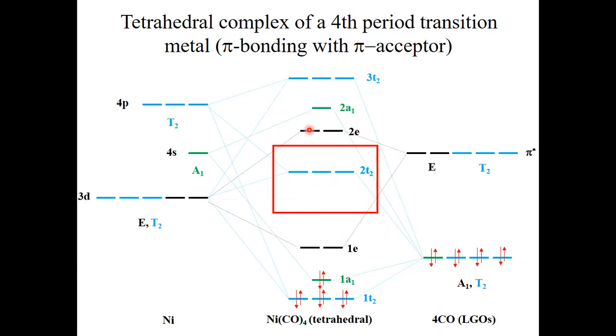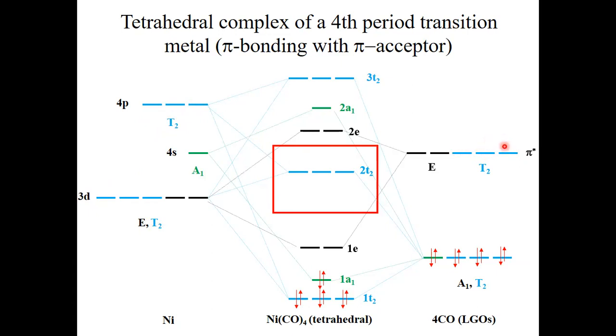Okay, now we are done with our E orbitals. In the next step, we need to consider the T2 orbitals. So now you see that we have both d orbitals as well as 4p orbitals of T2 symmetry, and they can interact with these T2 ligand group orbitals.